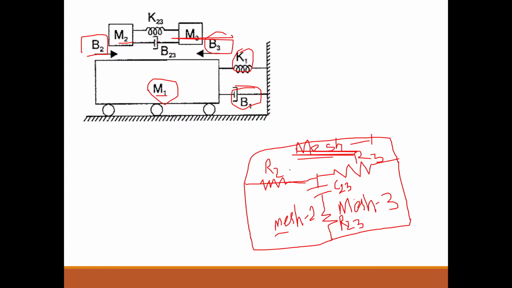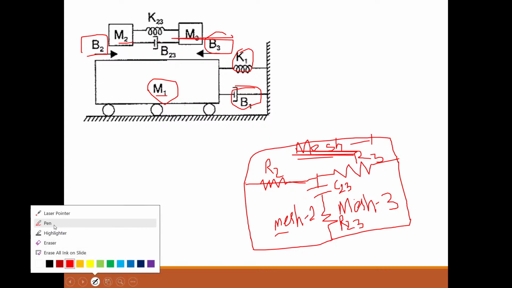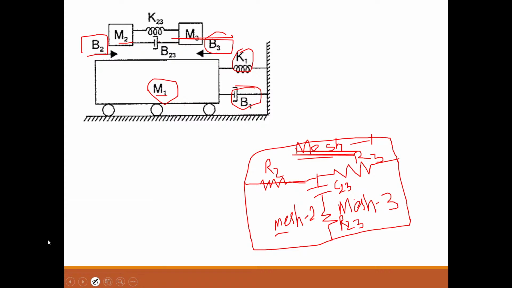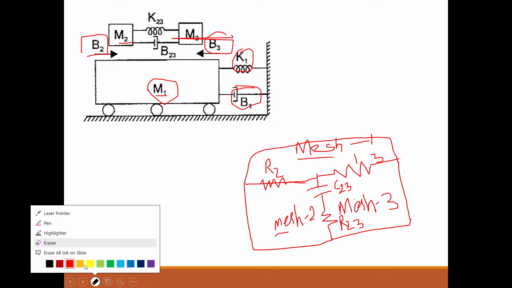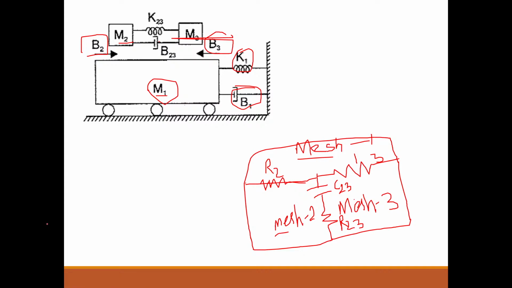So in mesh 1, how many elements will be there? One is analogous to M1, another is analogous to B1, another is analogous to K1. Total 3 elements will be there purely in mesh 1, which are not interlinked to any other mesh.